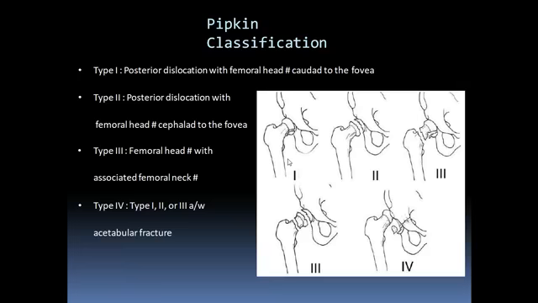Type 1 is posterior dislocation with femoral head fracture caudad to the fovea, and type 2 is posterior dislocation with femoral head fracture cephalad to the fovea. Type 3 is femoral head fracture associated with femoral neck fracture. And type 4 is type 1, 2, or 3 with acetabular fracture. These are type 1, type 2, type 3, and 4.